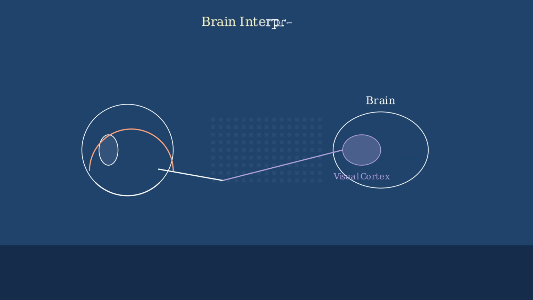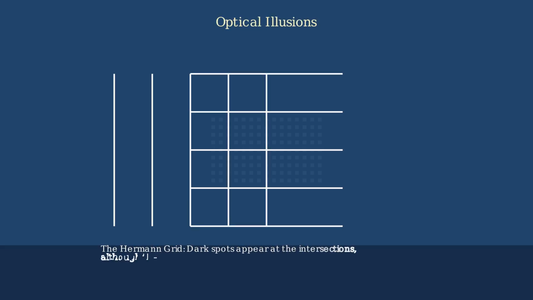Our brains interpret these visual signals based on several factors, including contrast, color, patterns, and our previous visual experiences. Optical illusions demonstrate how our brain's interpretation can sometimes differ from physical reality. In the Hermann grid illusion, you may see dark spots at the intersections, even though they don't actually exist in the image.